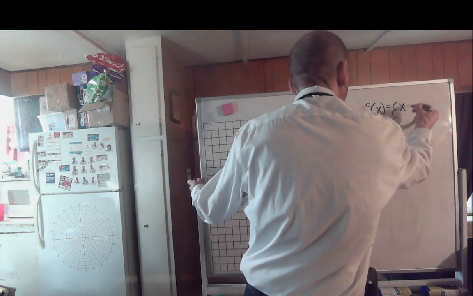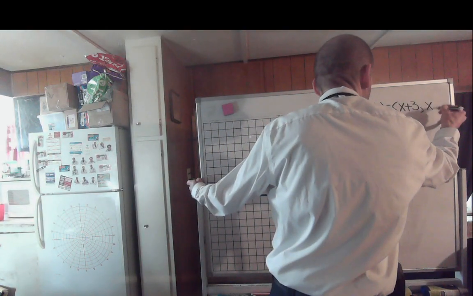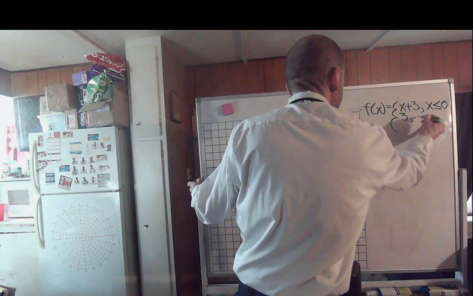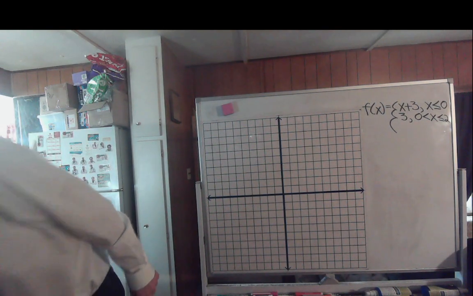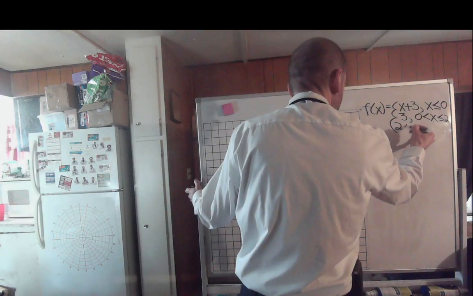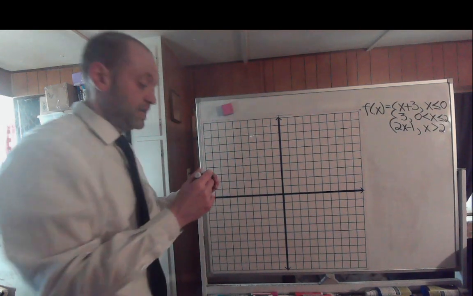Let's do that. So f of x equals x plus 3 when x is less than or equal to 0. And then it equals 3 when 0 is less than x, which is less than or equal to 2. And then it also equals 2x minus 1 when x is greater than 2. So here is a piecewise function.